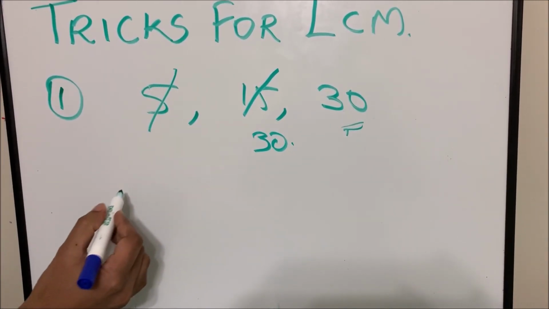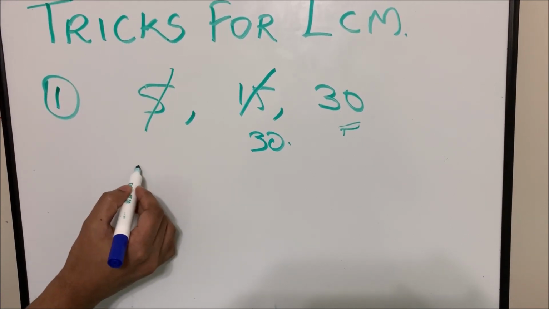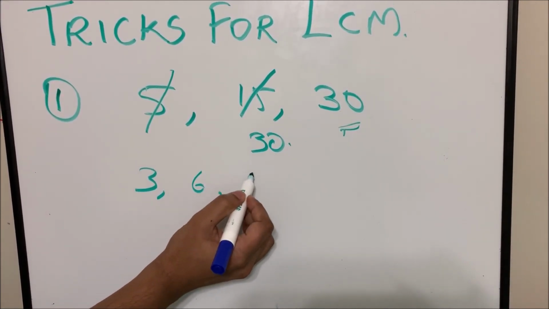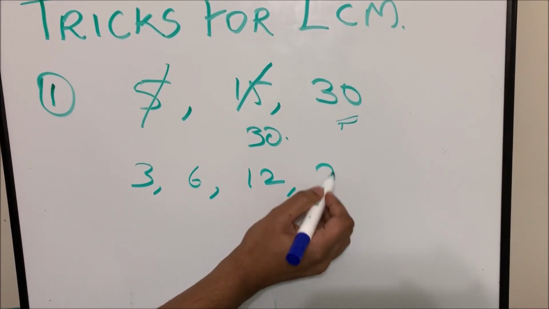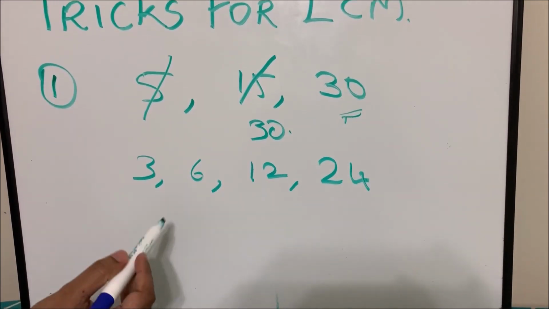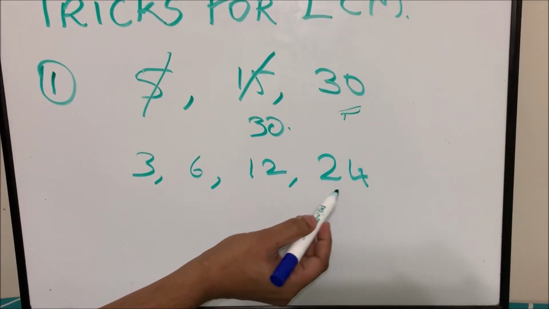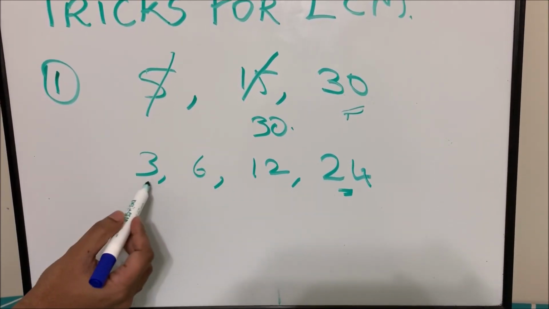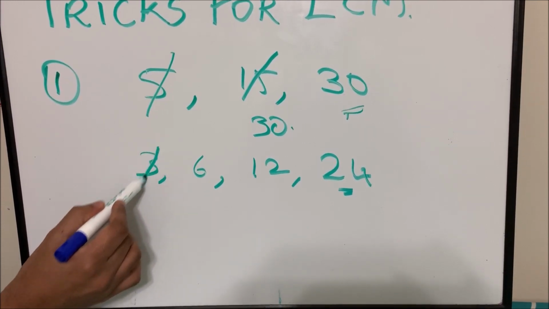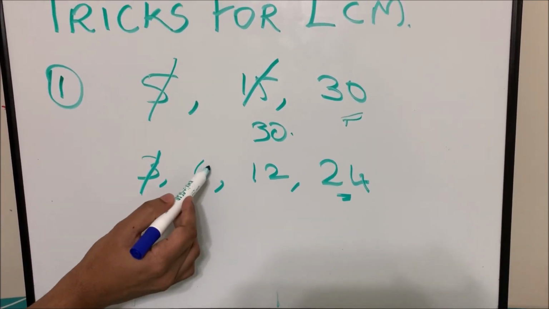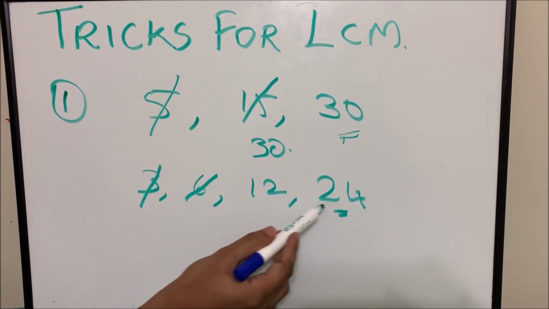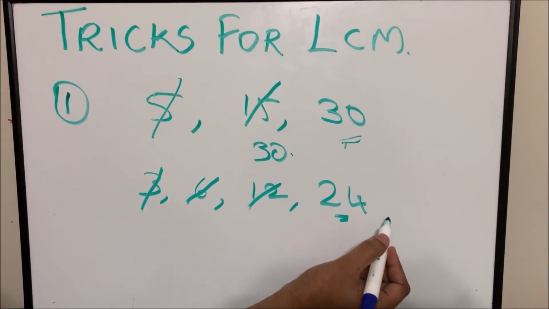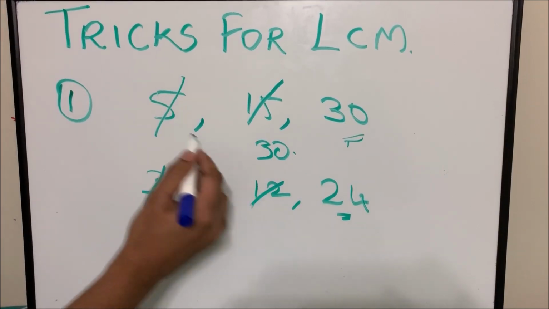Let us see another example. Say 3, 6, 12, 24. Here the bigger number is 24. Let us see, is 24 divisible by 3? Yes. And 24 divisible by 6? Yes. By 12? Yes. So 24 is the LCM here. That is the first trick.